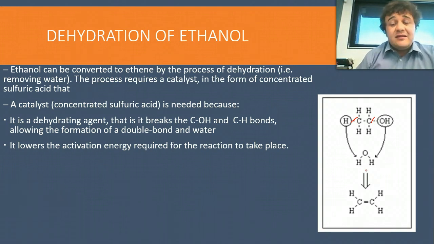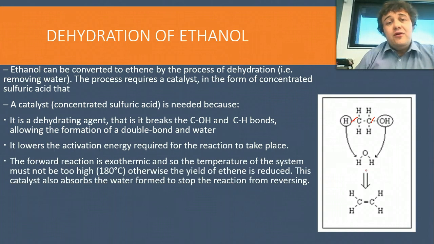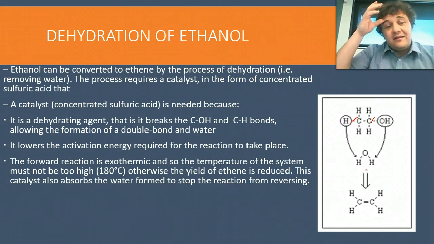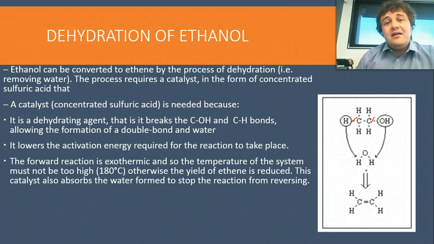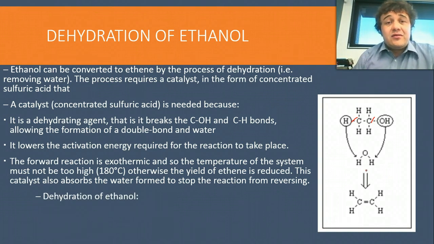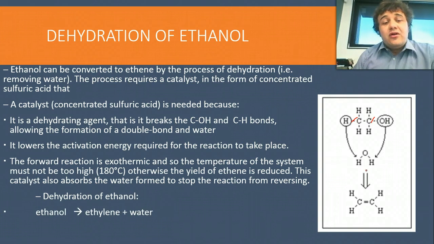Now we still have to do this at a significant temperature. The forward reaction is exothermic, so it's going to release energy into the system. So we can't have it up too high, otherwise the ethene yield will be reduced. Basically the catalyst absorbs the water to stop the reaction from reversing, and that's really important because at that high temperature, there's going to be a lot of collisions. So here's the chemical reaction for the dehydration of ethanol. Ethanol goes to ethylene and water, and there it is.